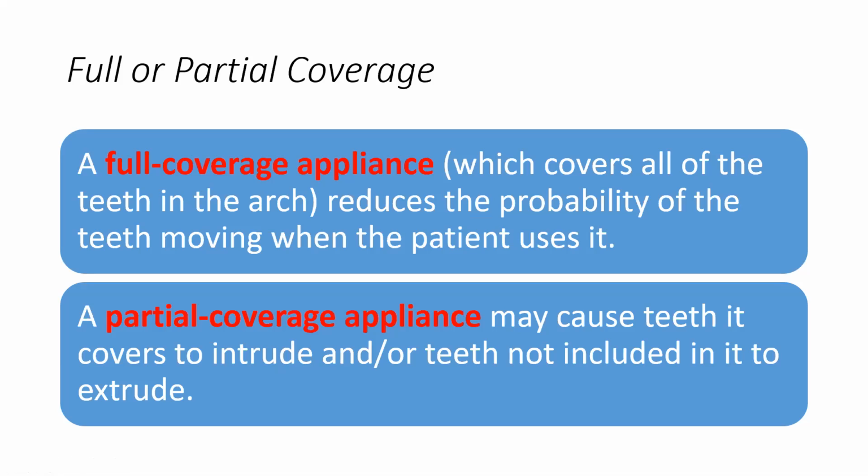Also, the splint can be divided into the full coverage splint or the partial coverage splint. The full coverage splint generally covers all the teeth in the arch. When the full coverage splint is used, it generally helps to reduce the probability of the teeth moving when the patient uses it. Whereas in the partial coverage splint, the teeth that are not in contact with the splint will over-erupt, whereas the teeth that are in contact with the splint will intrude. So the partial coverage splint has some side effects.